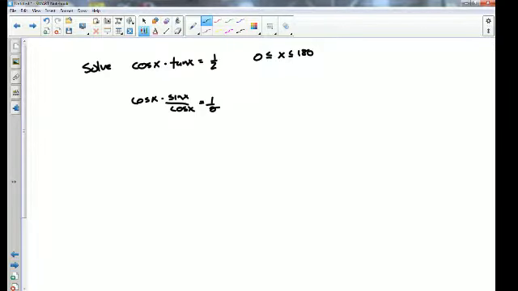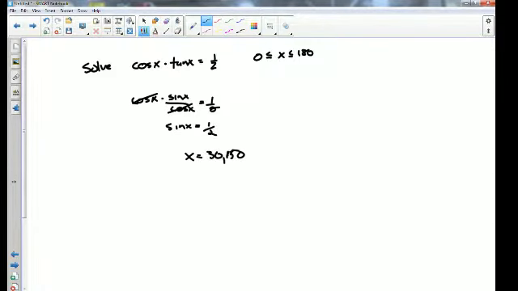Okay. And? Yeah, those will cancel, right? So we have sine x equals a half. Where is that true? That could be at 30 degrees or 330 degrees. 30 and 150. Thank you, Ben.